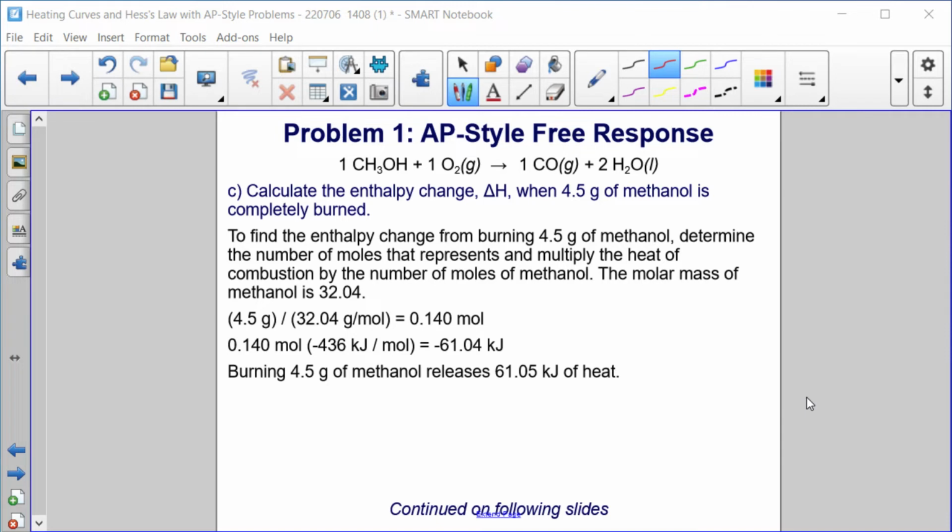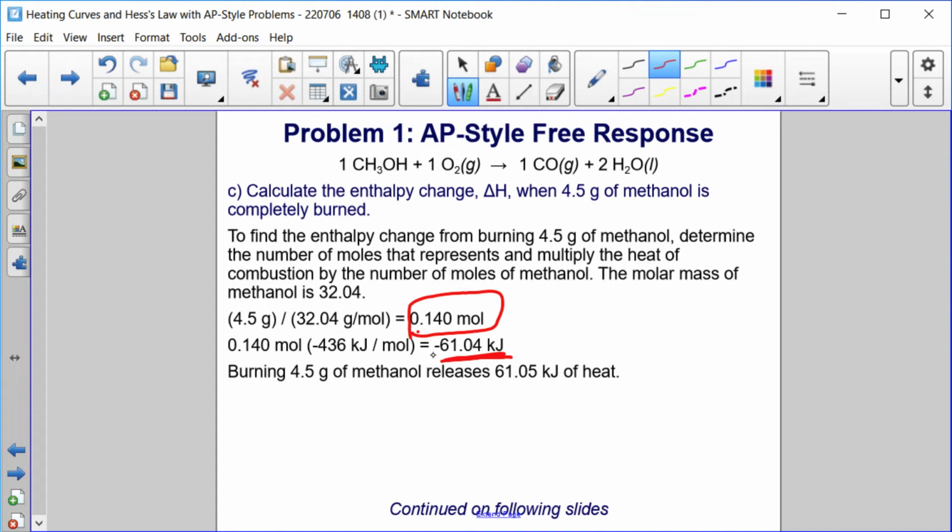So the molar mass of methanol is 32.04 grams per mole. Again, just using a periodic table, carbon is 12, hydrogen is 1, and oxygen is 16 approximately. So we have 0.140 moles of methanol. And then if we multiply that by minus 436 kilojoules for every mole combusted, we would get a total of minus 61.04 kilojoules of heat released if we burn 4.5 grams.